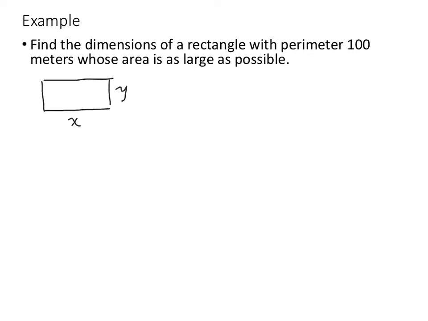And the thing that we know about this rectangle is that its perimeter has to be 100 meters. And that means that if we take 2x plus 2y, which is the perimeter of the figure, we should wind up with 100. And this, if we divide by 2, tells us that x plus y is equal to 50.